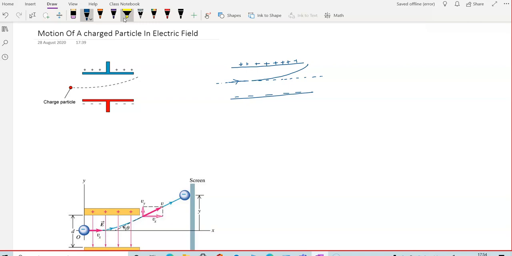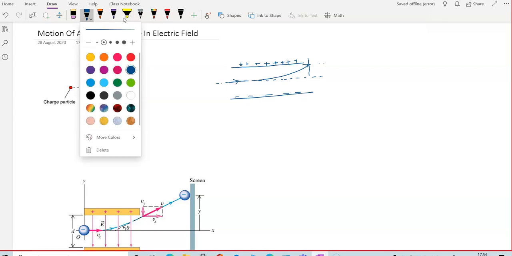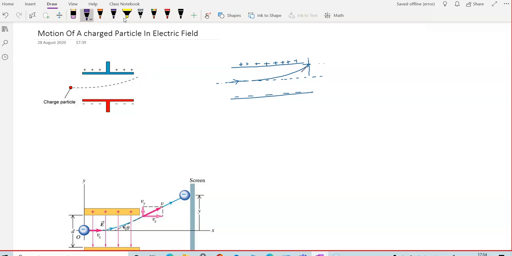Our problem is to determine the deflection produced in it when it leaves the field. When the charged particle is leaving the electric field, what is the angle made by it with the horizontal? This angle we are going to find.